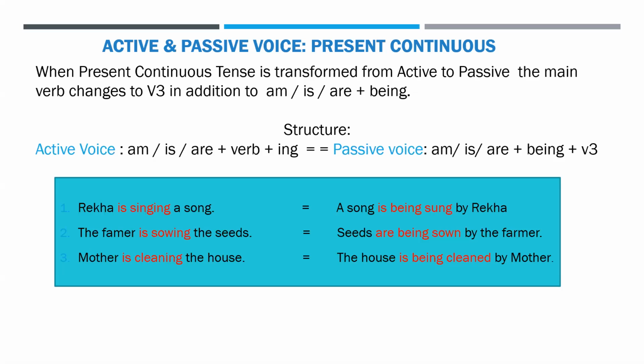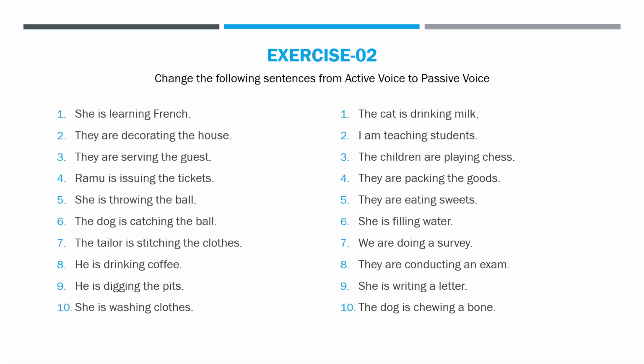Okay. The next one, mother is cleaning the house. Right? So again, mother, singular, subject, and is cleaning is your verb in the present continuous. The house is your object. So when you transform, it becomes the house is being. So add being and then V3 form, clean, cleaned, C-L-E-A-N-E-D, cleaned by mother, right? Clear? So now you have the exercise here.